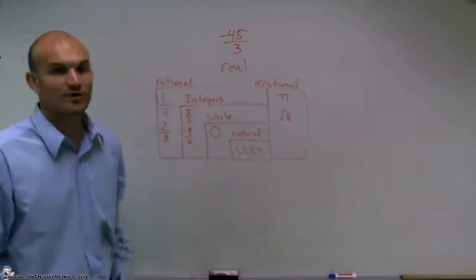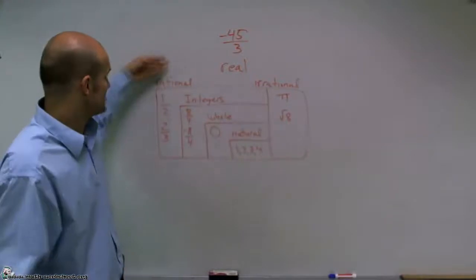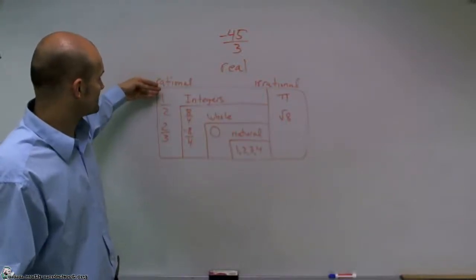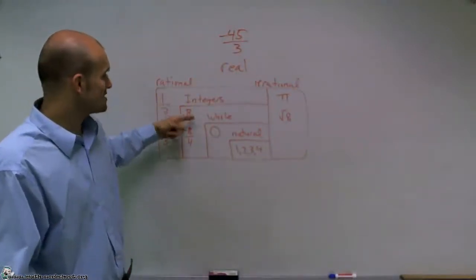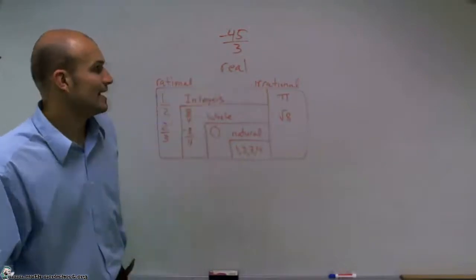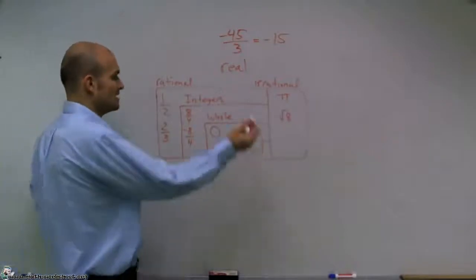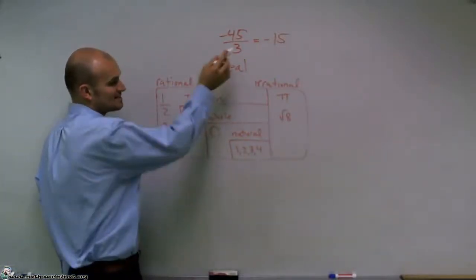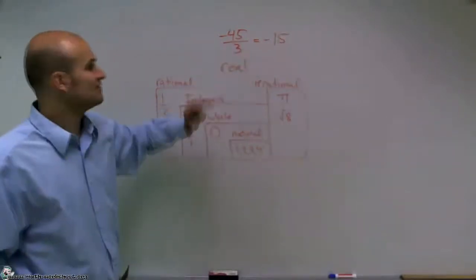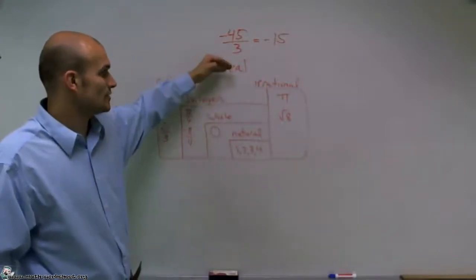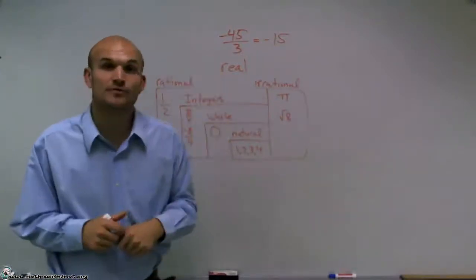So when I look at negative 45 divided by 3, I say, well, that's obviously not an irrational number. That's definitely a rational number. And can I rewrite it? When I do negative 45 divided by 3, is that going to give me a decimal, like 1/2? Or is that going to give me a whole number like 8 divided by 4? Well, negative 45 divided by 3 equals negative 15. Now, since it equals negative 15, I know it's definitely at least going to be an integer. But since it's negative, it's not going to be a whole number or natural number. So therefore, negative 45 divided by 3 is contained in the set of real numbers, rational, and integers. And that's how you classify negative 45 over 3 in the real number system.